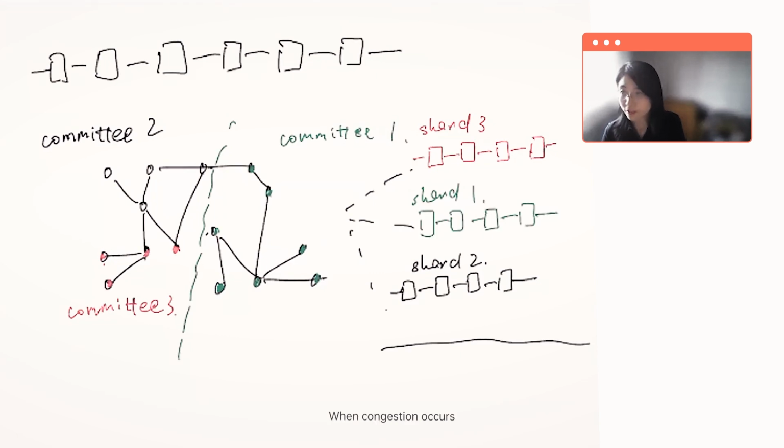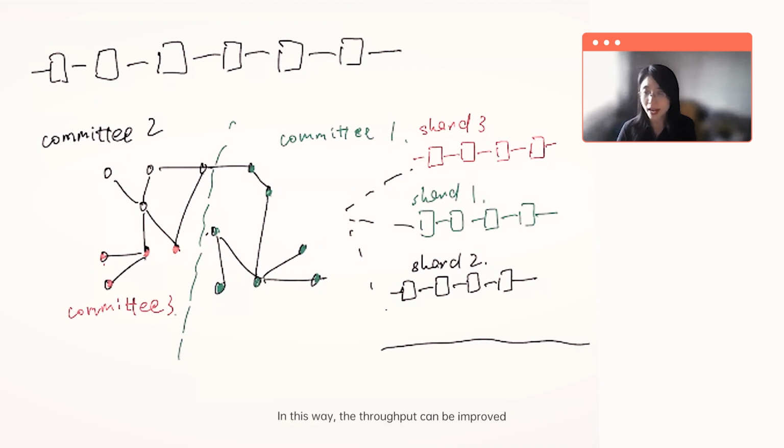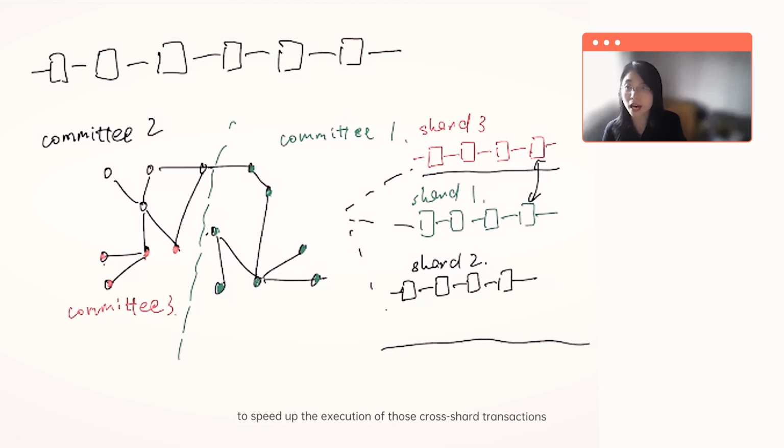When congestion occurs, the different business requests can be spread over different shards through the sharding technique. In this way, the throughput can be improved. Particularly when the number of shards increases, the throughput can increase linearly. A particular shard itself is also an independent chain, so they can work independently. Again, cross-shard transactions can be enabled. With Thinkium, we provide optimization solutions to speed up the execution of those cross-shard transactions.